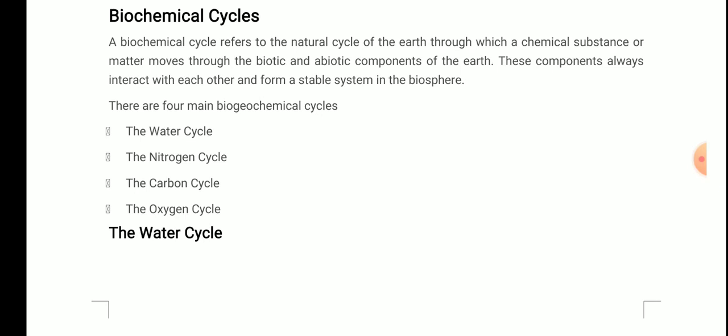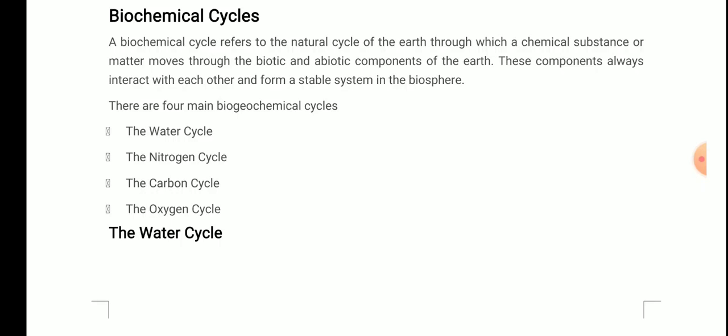Now, what is a biochemical cycle? A biochemical cycle refers to the natural cycle of the earth through which a chemical substance or matter moves through the biotic and abiotic components of the earth. These components always interact with each other and form a stable system in the biosphere.